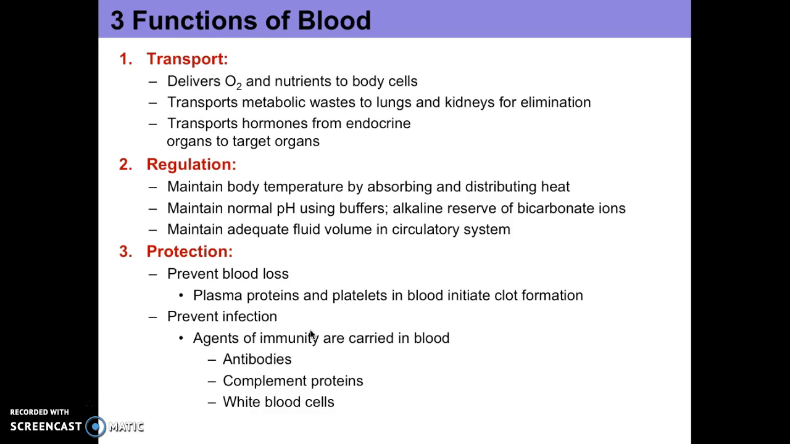The third function of blood is protection. Plasma proteins and platelets prevent the body from losing blood. Antibodies, complement proteins, and white blood cells in the blood prevent infections.